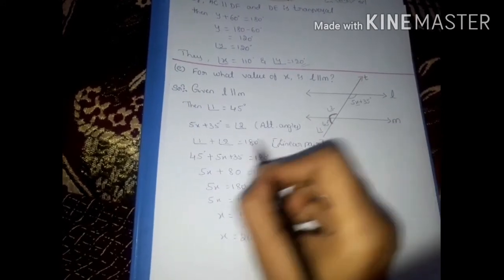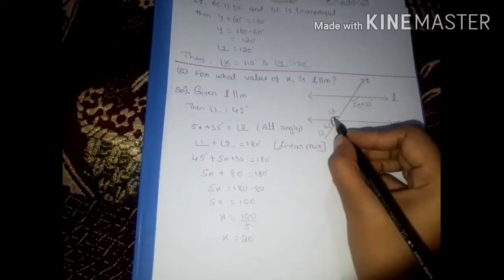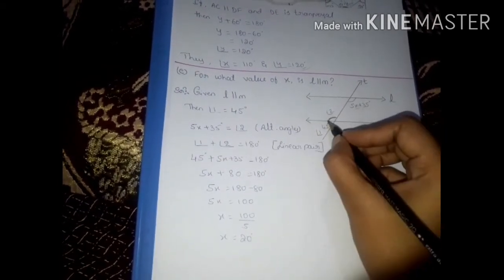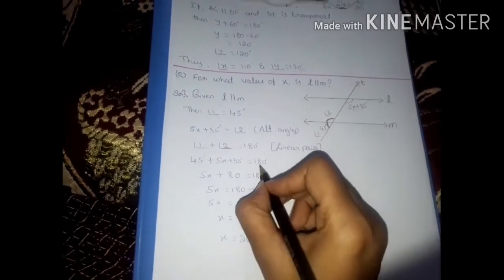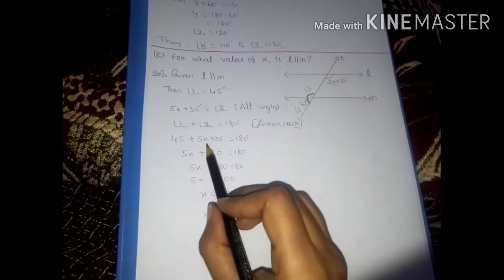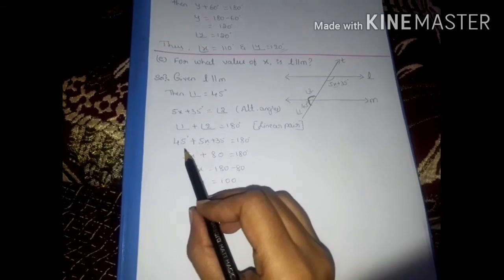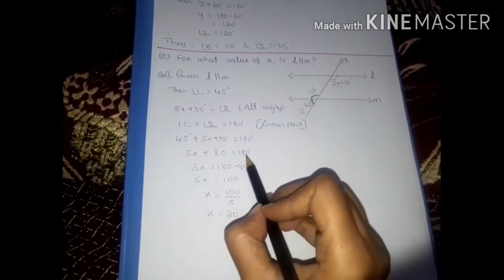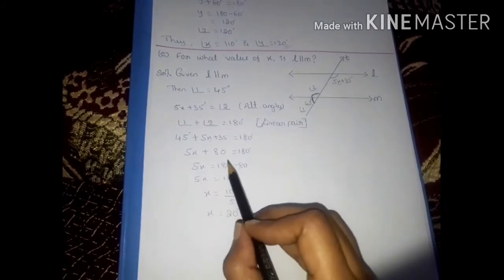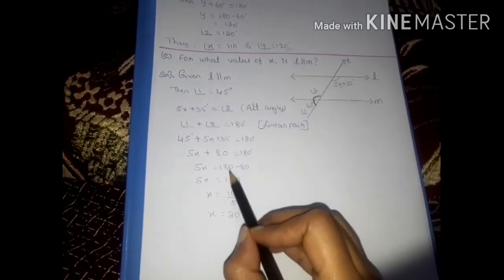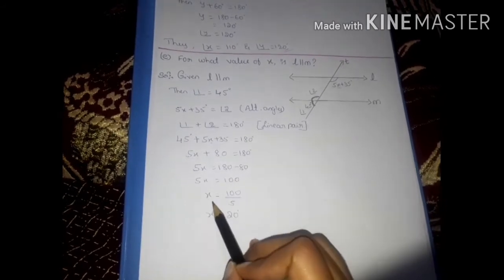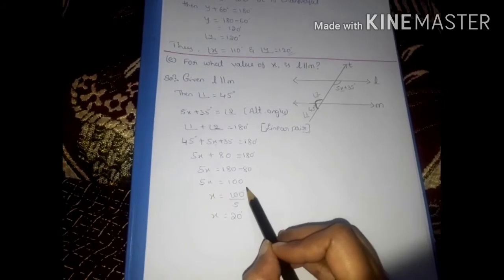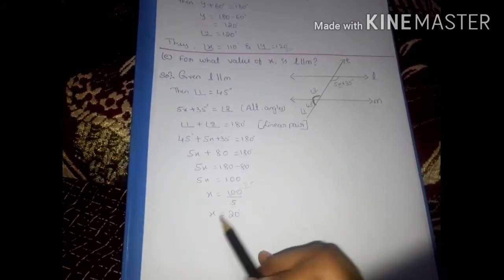Angle 1 is already given, 45 degree. Angle 2 is 5x plus 35 degree, because these two are alternate interior angles which are equal, so the sum is equal to 180 degree. Here you have to find the x value. 45 plus 35 is equal to 80 degree. 5x plus 80 equals 180 degree. 5x equals 180 minus 80. 5x equals 100, x value equals 100 by 5. 5 twenties are 100, so the x value we got is 20.